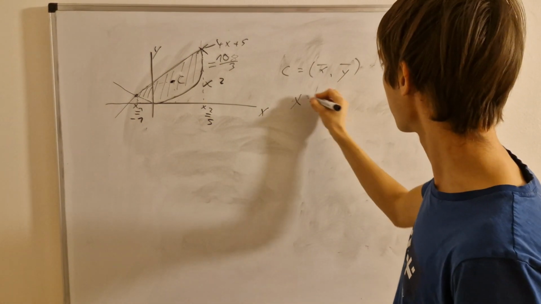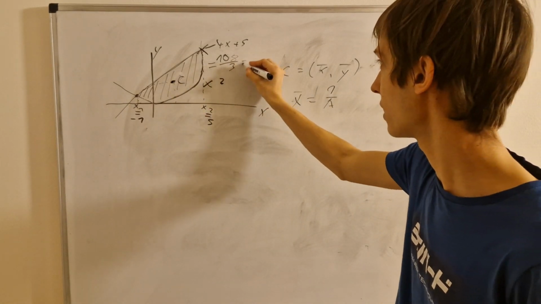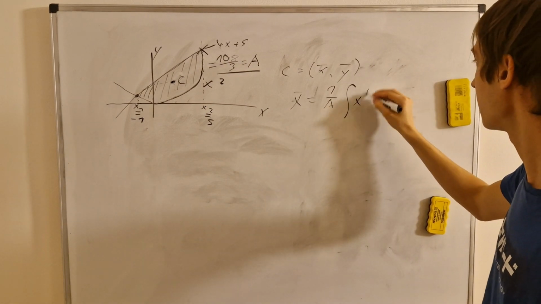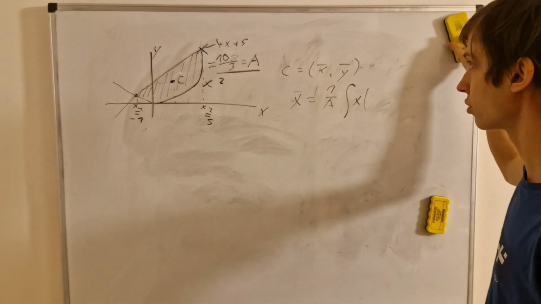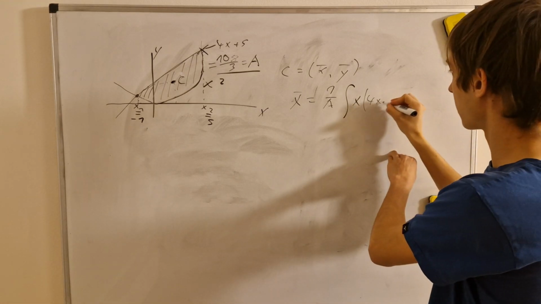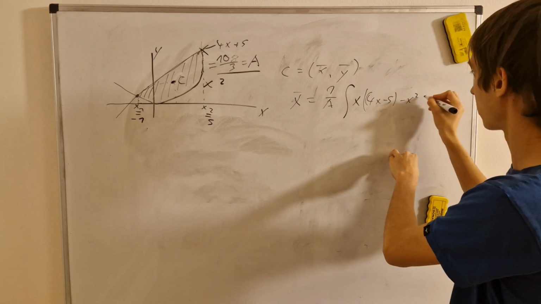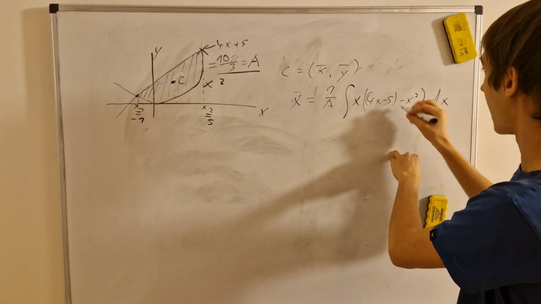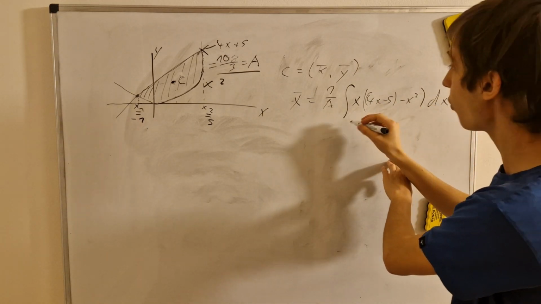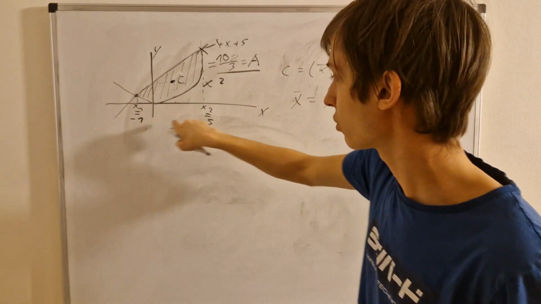For a centroid, x bar is defined as 1 over A, where A is the area of the shape that we calculated before, times the integral of x times the difference of the two functions. The two functions are the big one minus the smaller one: the bigger function is 4x plus 5, the smaller one is x squared. So the difference is this, multiplied by x, and an integral of that over the region we're considering, which is where this area takes place: minus 1 to 5.